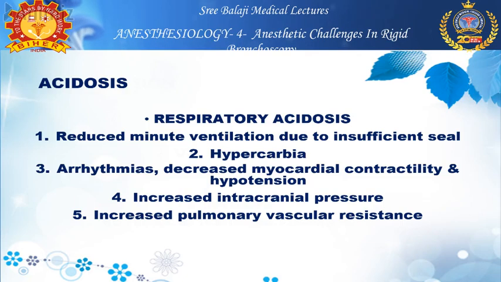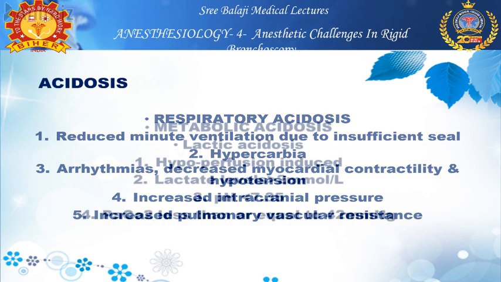The next complication is acidosis. So whenever the patient is undergoing rigid bronchoscopy under anesthesia, they will experience both respiratory and metabolic acidosis. Due to the absence of the cuff, there will be inadequate minute ventilation, leading to retention of carbon dioxide, leading to hypercarbia. So hypercarbia and acidosis will lead to arrhythmias, reduced myocardial contractility and hypotension, leading to a vicious cycle. Additionally, this hypercarbia will also cause an increase in intracranial pressure as well as increase the pulmonary vascular resistance.